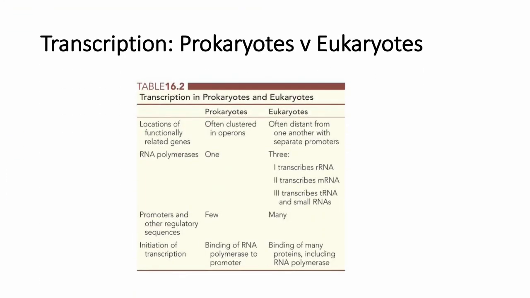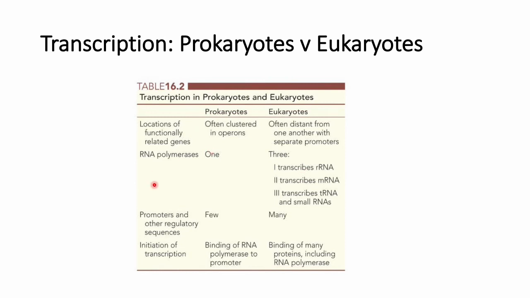So when we compare transcription in prokaryotes versus eukaryotes, there are some similarities, lots of differences. Particularly, we have the location of functionally related proteins. Often they're clustered in operons in prokaryotes, whilst in eukaryotes they're often distanced from one another with separate promoters. So the difference is that we have separate promoters for each of the genes, whilst in prokaryotes they tend to have one promoter which will then control the expression of several genes.